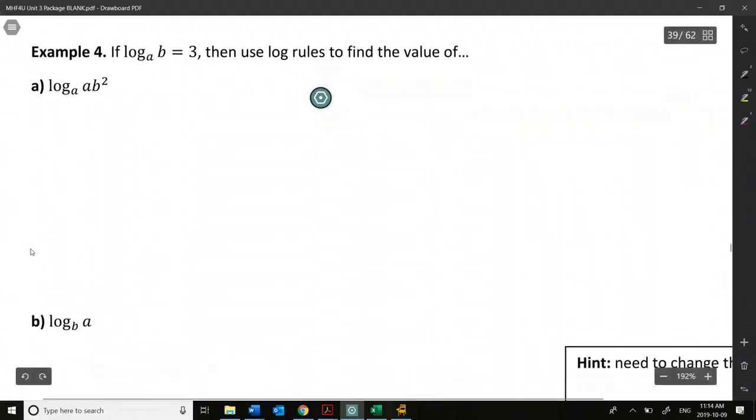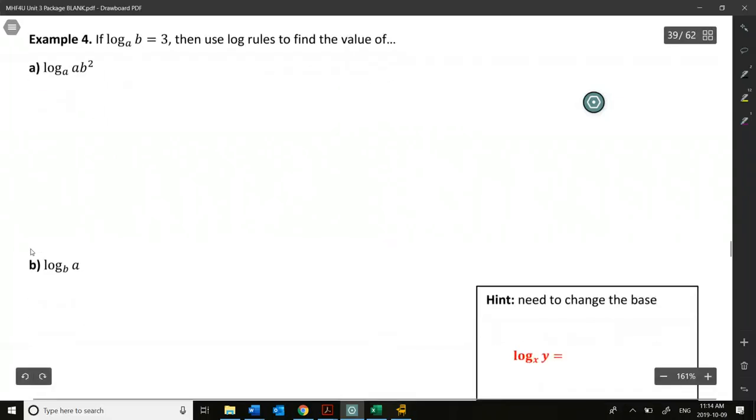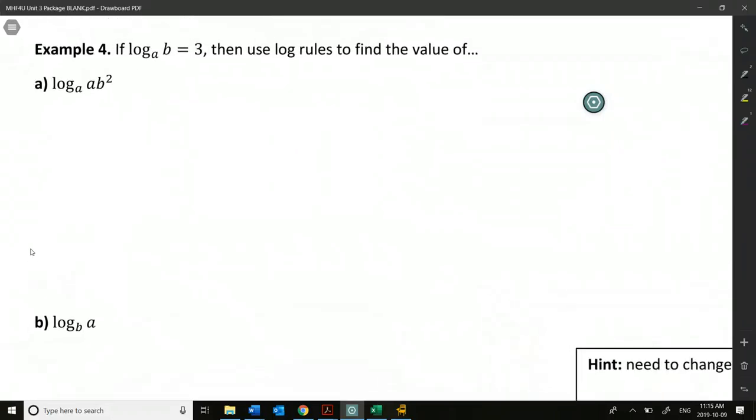All right, use log rules to find the value of log base a of a times b squared if log base a of b is equal to 3. Okay, so any thoughts? Actually, let me ask you this as well.